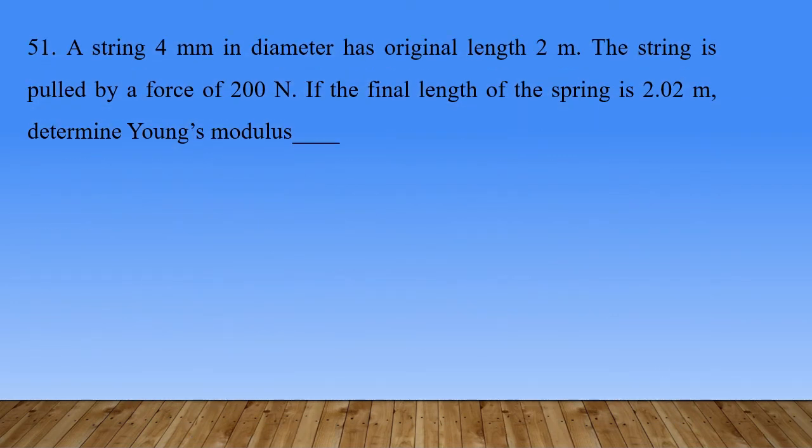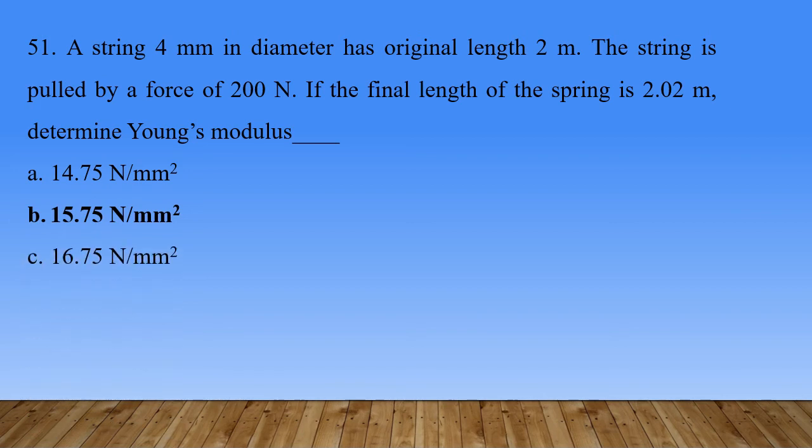Question number 51. A string 4 mm in diameter has original length 2 meter. The string is pulled by a force of 200 Newton, and the final length of the string is 2.02 meter. Determine Young's modulus. Option A 14.75 Newton per mm square, option B 15.75 Newton per mm square, option C 16.75 Newton per mm square, option D 17.75 Newton per mm square. So the correct answer is option B, that is 15.75 Newton per mm square.